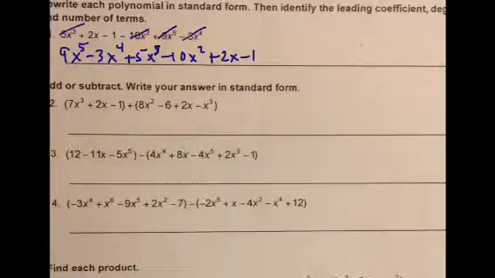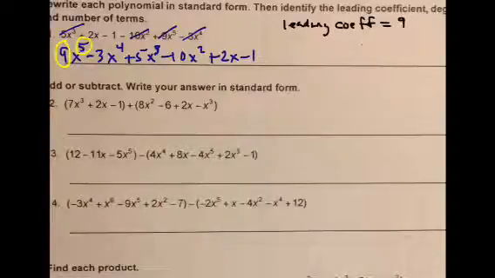So the leading coefficient is the coefficient of the leading term. So in this case it's 9. So leading coefficient is 9. The degree, that's the degree of the polynomial, so it's the highest degree, so it's 5. So the degree is 5. And the number of terms, you just count 1, 2, 3, 4, 5, 6. So 6 terms.